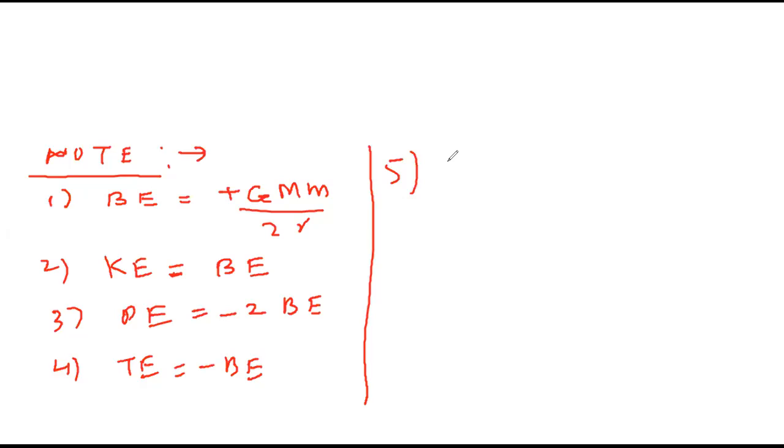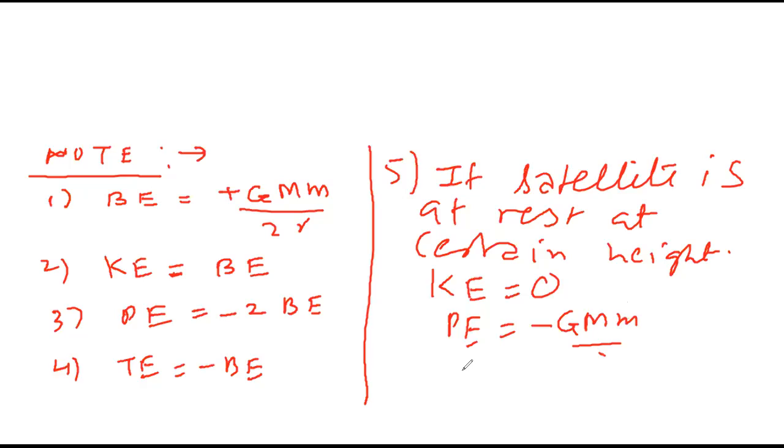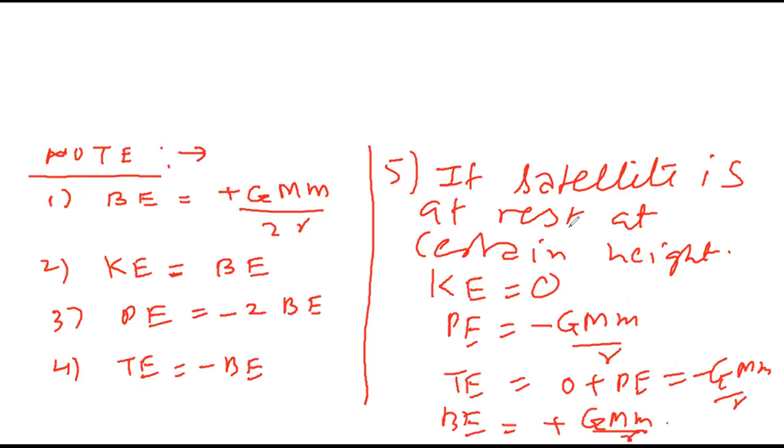Done? Now, if satellite is not revolving but at rest at a certain height, what will be the kinetic energy? Zero. And potential energy will be minus GMm upon r. So total energy will be 0 plus potential energy, which will be minus GMm upon r. And binding energy will be the opposite, plus GMm upon r. So just remember, if they say the satellite is at rest, then 2 will not come in the denominator, only r will come. Clear?